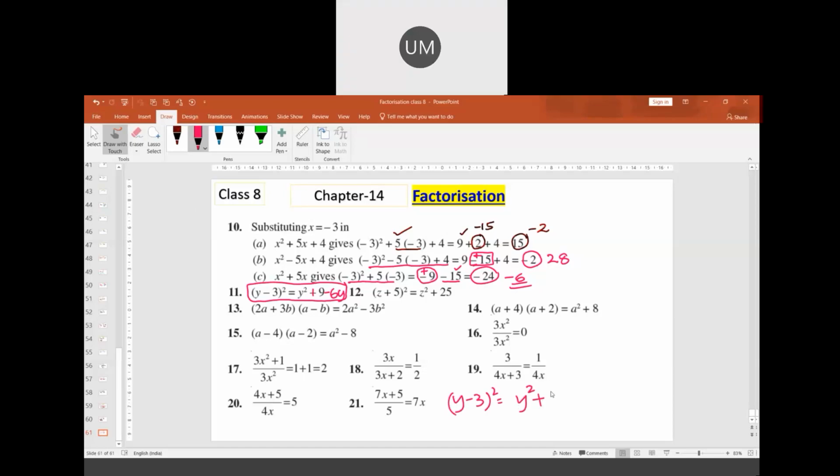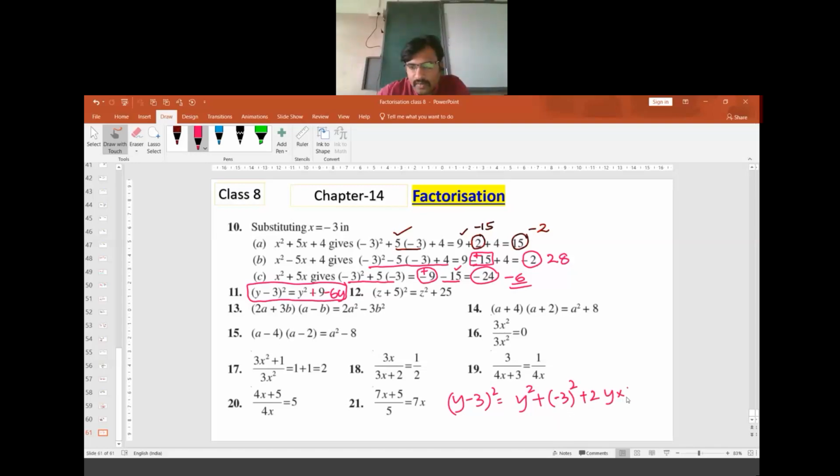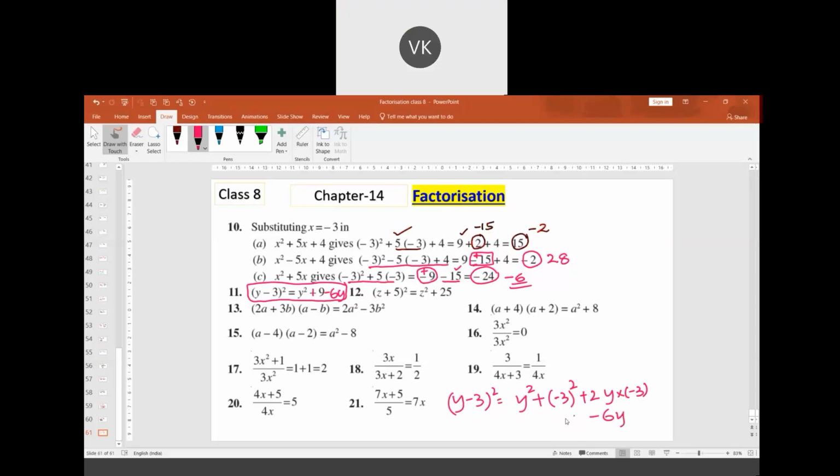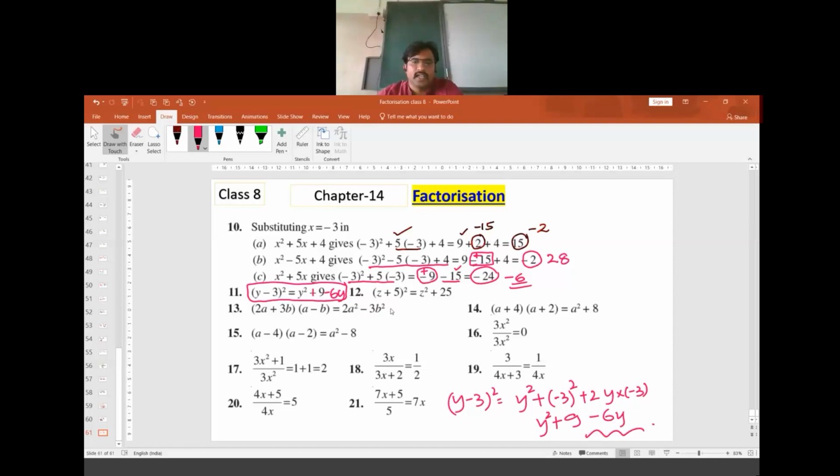y square plus minus 3 whole square plus 2 times of y into minus 3. This is the minus identity, sir. 6y. This is positive 9. A minus b whole square. Correct? We have to make use of the identity. Yes, sir.